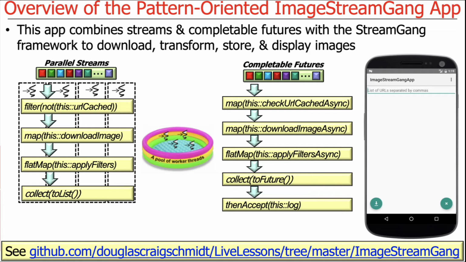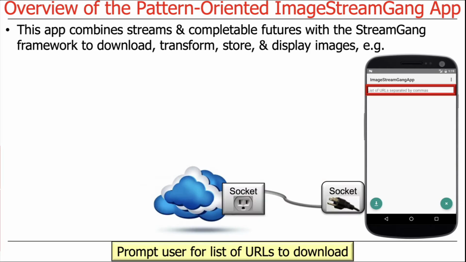So the basic idea here is this allows you to combine streams and completable futures and reactive streams with something called the StreamGang framework in order to download, transform, store, and display images in parallel. And there's an Android app version of this, there's a command line version of this. They all do essentially the same thing, just use different GUIs to do that stuff. Let's just look for fun at the Android app version because it's a bit more visual, but you can get the same effect with the command line version.